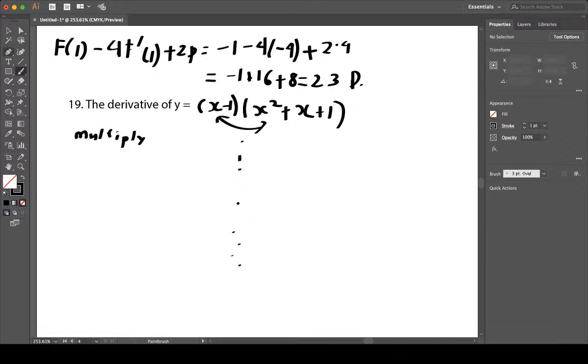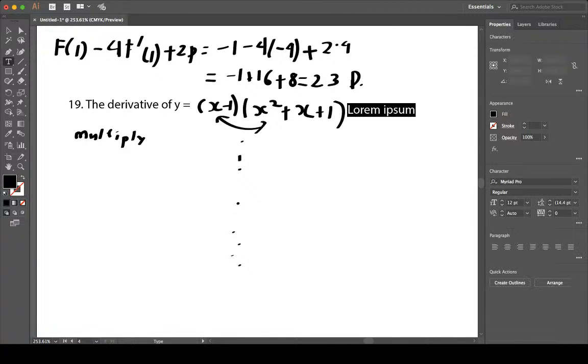Oh wait. Is y prime equal to... So yeah, we'll wait for it to solve this. Pretty crazy, I know.